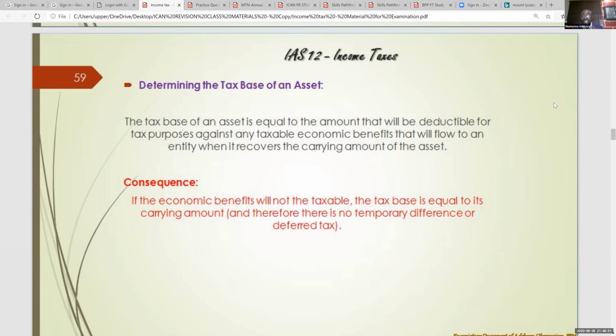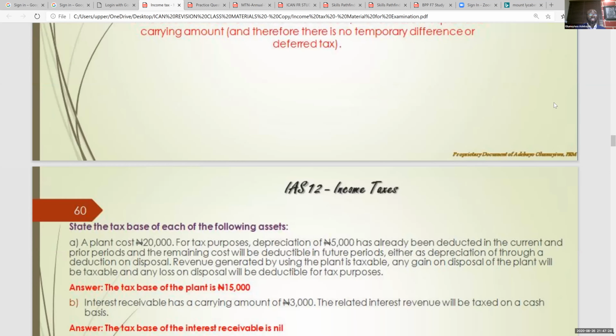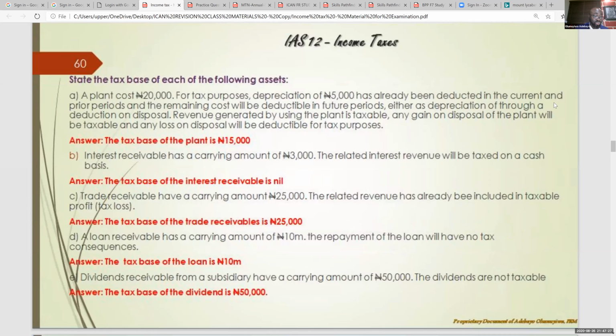And that is similar to the principle we adopted for an asset. Whenever we have an asset where the income will not be taxable, at every point in time, you must ensure that the amount of its tax base will always be the same as the carrying amount. Now, that leads us to simple examples, which I can briefly show you, and that will assist you to solve the main question that I gave you in your practice question.